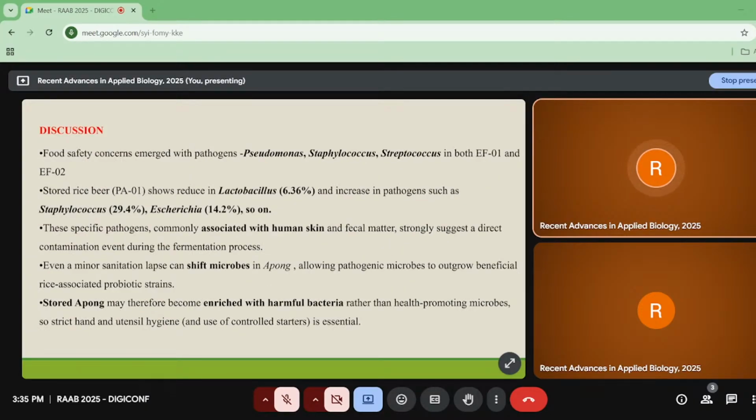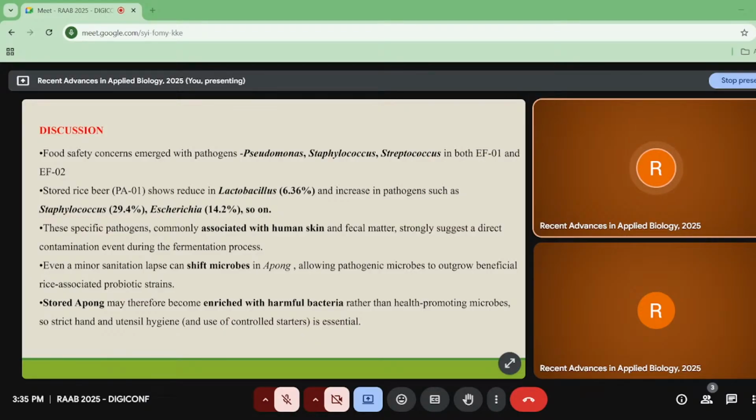So the food safety concern comes because, as we can see, prominently Pseudomonas, Staphylococcus, and Streptococcus are very common. Once their population rises, then definitely this food is not good for health. So we have to develop some new protocols to make these things properly so that they do not get contaminated.